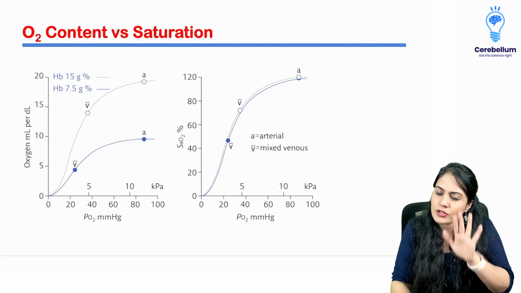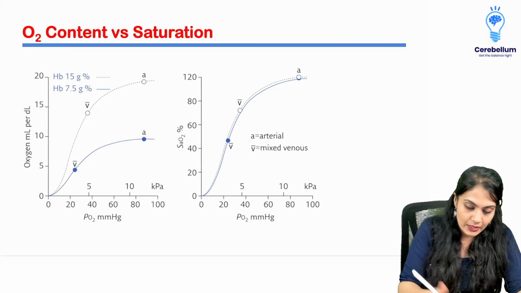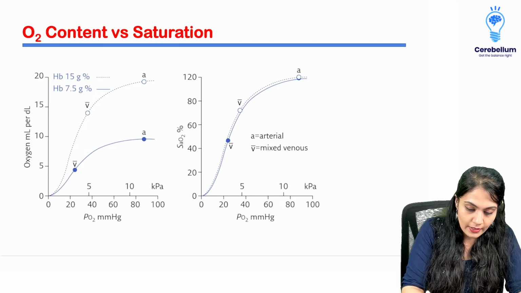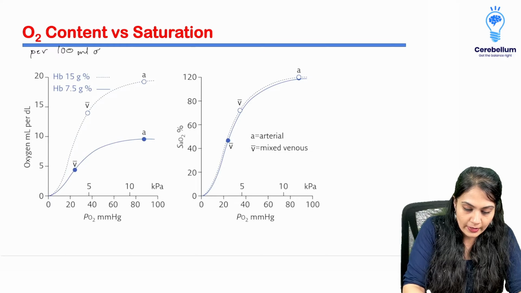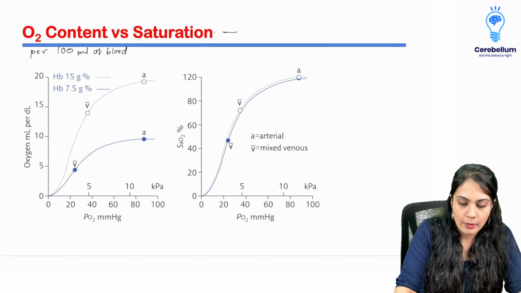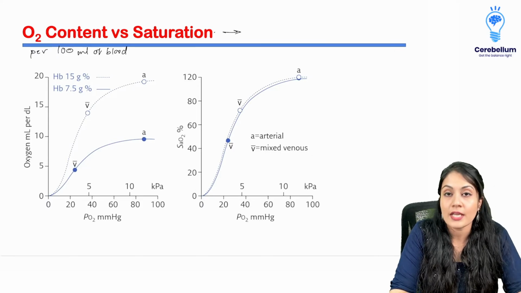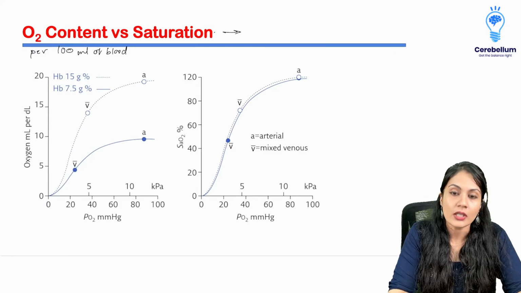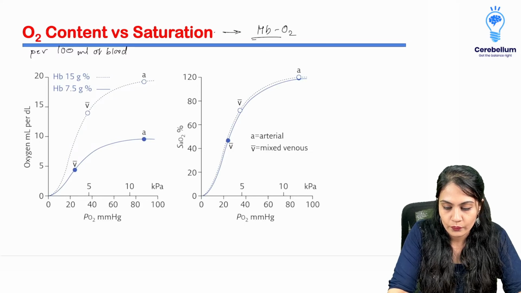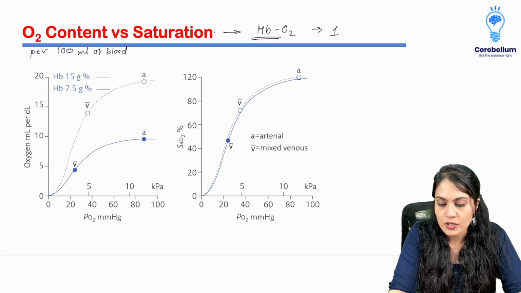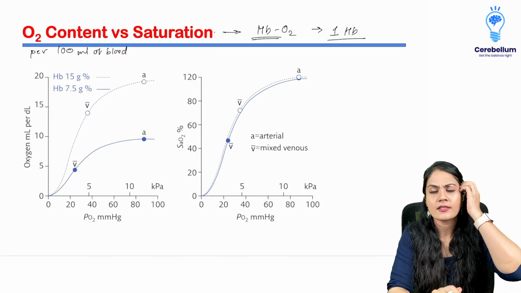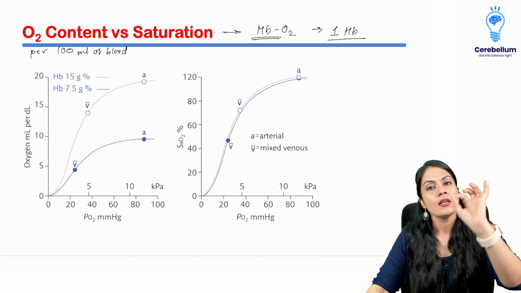I just now told you that content means I'm going to talk in terms of per 100 ml. Oxygen per 100 ml of blood. And when I'm talking about the saturation, that means I'm going to take the oxygen binding to the hemoglobin, that means HbO2. That means I'm going to take how much oxygen is there if I take one single hemoglobin. Okay, just understand, one single hemoglobin, that means the saturation.